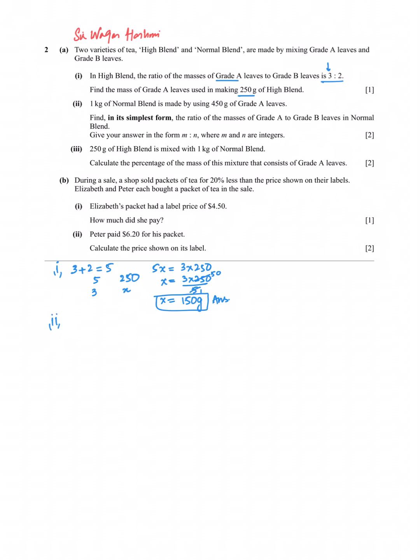For your second part, we have done it. 1 kg of normal blend is made by using 450 grams of grade A leaves. Find in simplest form the ratio of mass of grade A to grade B leaves in normal blend.